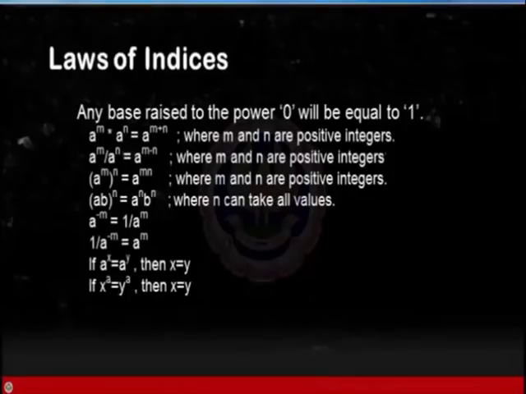So if we have something like 3 to the power 2 into 3 to the power 3, we can always write it as 3 to the power 2 plus 3, or 3 to the power 5. Okay? Please remember these small things. It is not the case that if you have something like a to the power m plus a to the power n, that would be equal to a to the power mn. Please remember, it is actually a to the power m into a to the power n that is equal to a to the power m plus n.